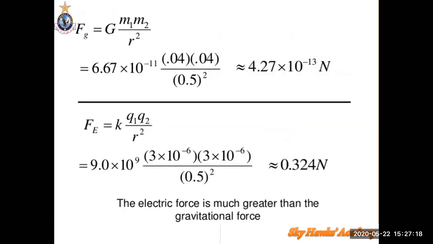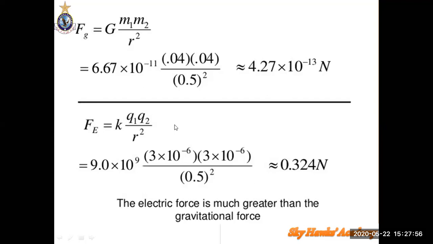Now, above the line, you can see the gravitational force, which is very small: 4.27 times 10 raised to the power minus 13 Newton. With the minus 13 exponent, it is a very small value. Below the line is the electric force.